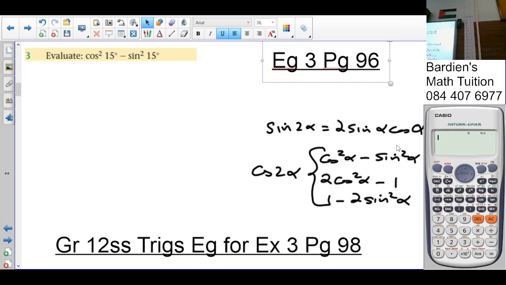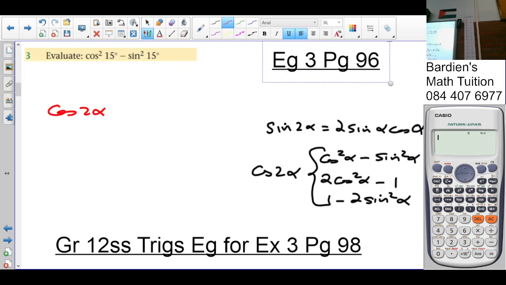The question says evaluate, or determine, or simplify, which would all mean the same thing: cos squared 15 degrees minus sine squared 15 degrees. So which one of the three is that going to remind us of? The first one, dealing with the cos double angle. Can you see that, people? So the first one says cos 2 alpha is equal to cos squared alpha minus sine squared alpha. That was the first one.